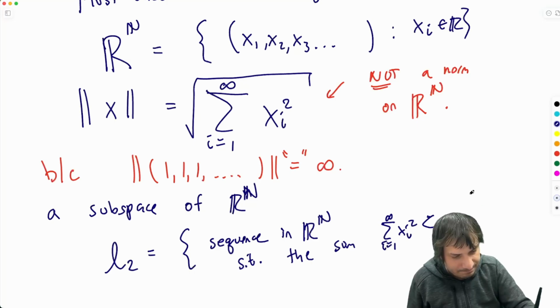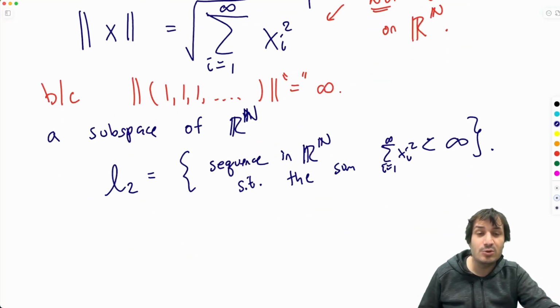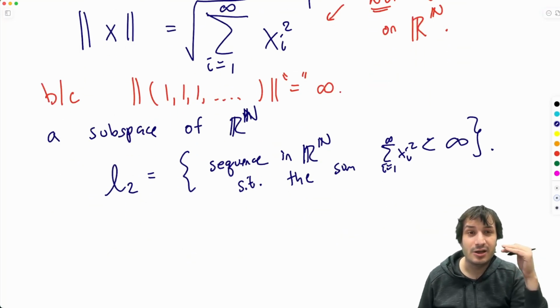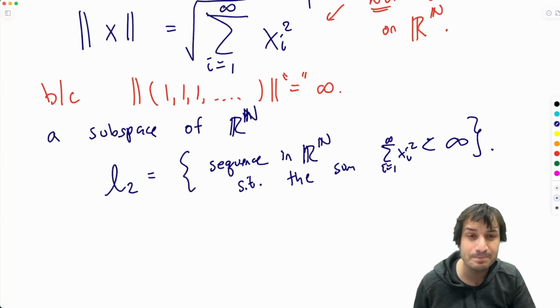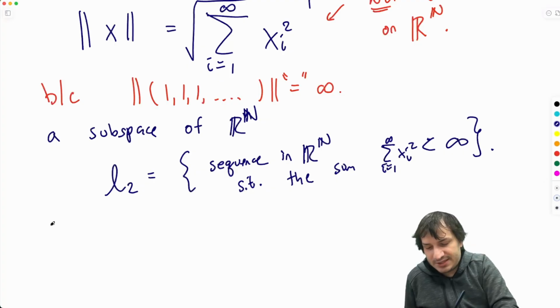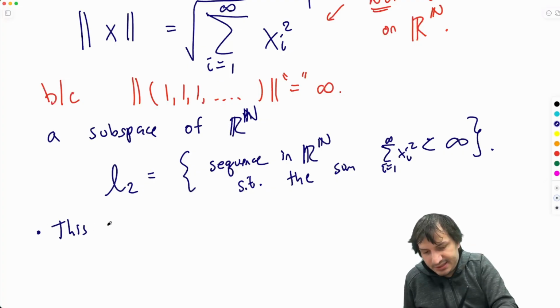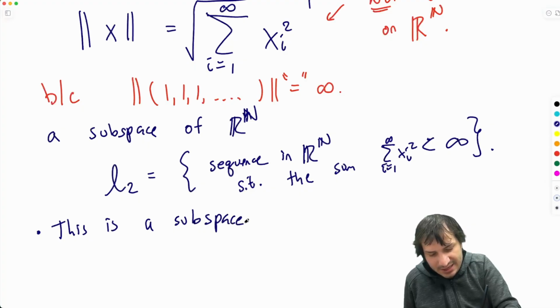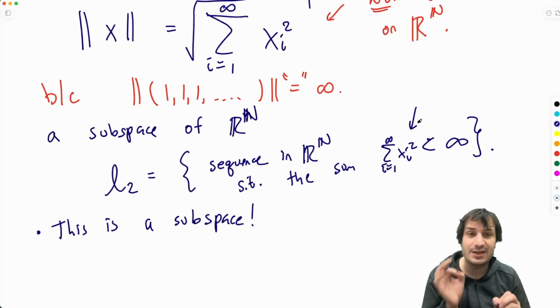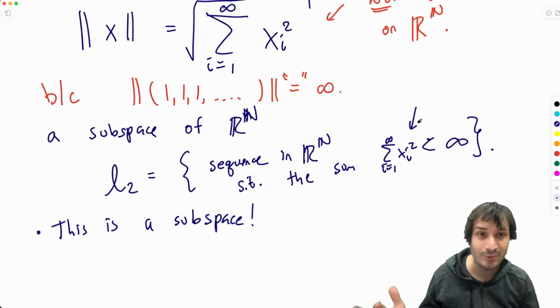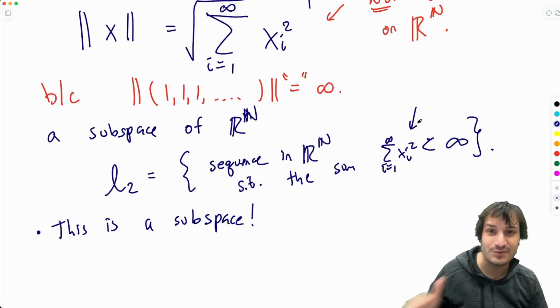Less than infinity. And if you look at only the sequences whose sum of squares is a finite number, it turns out that is a subspace. What do we have to check to make sure this is a subspace? We have to check scalar multiplication. If you multiply something where the sum of the entries squared is less than infinity by 3, is it still less than infinity? Yes, it is. Very good.